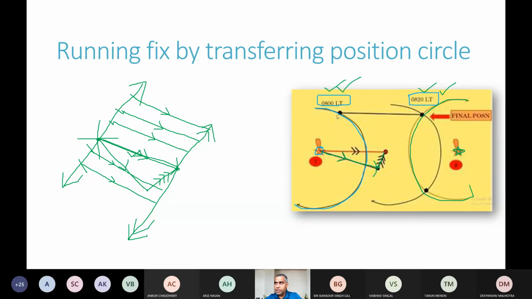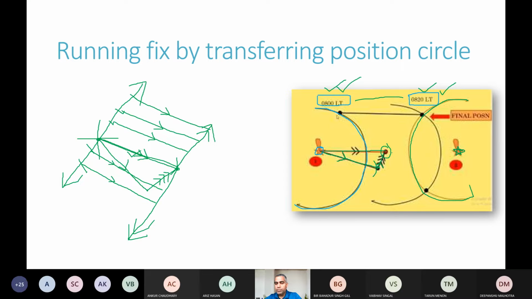The current is given in these questions. The set and rate, or set and drift, of the current is given to us. So you apply the current. Current is also applied for the same time, in this case, 20 minutes. You reach up to your estimated position. You can draw the CMG also. Now this estimated position is the center of your transferred position circle.